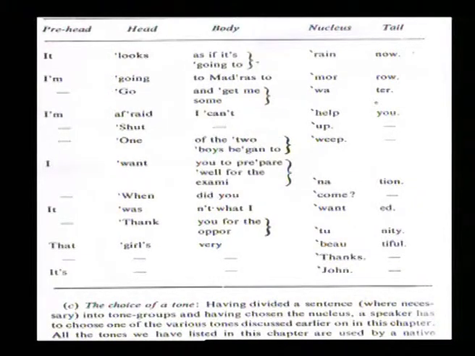I'm afraid I can't help you. I can talk to you. I can listen to you. I can take you out. I can buy you a cup of tea, but I can't help you. So the tonic, you notice the nucleus, the most important part of the sentence is help. If you look at it, rain.